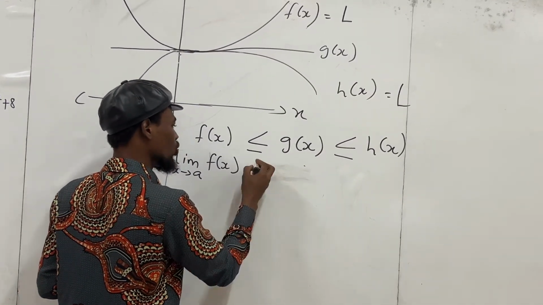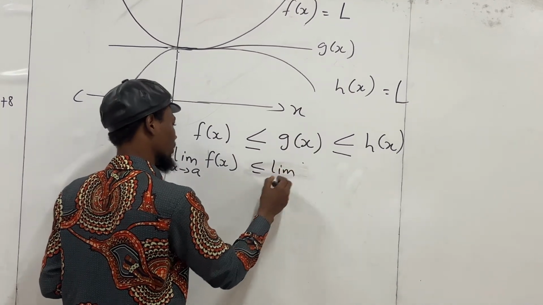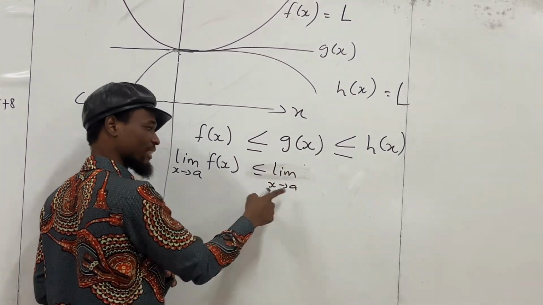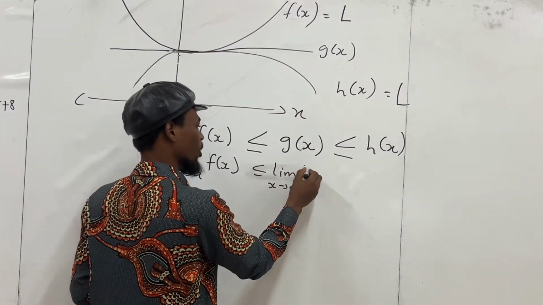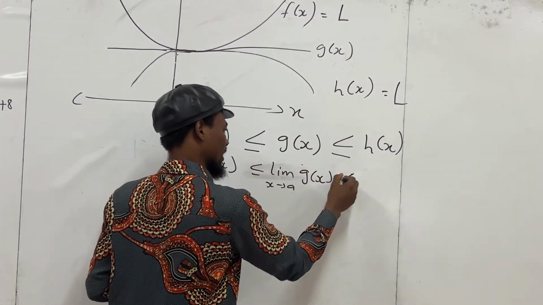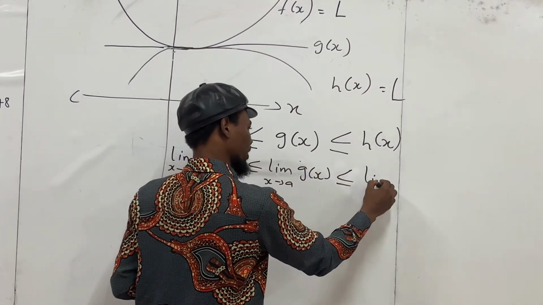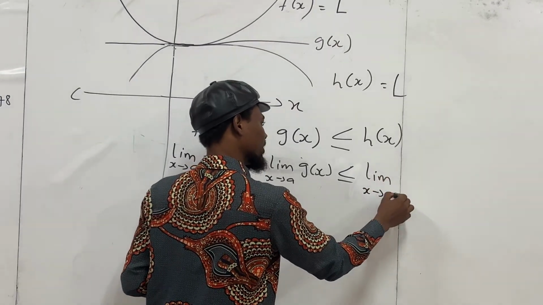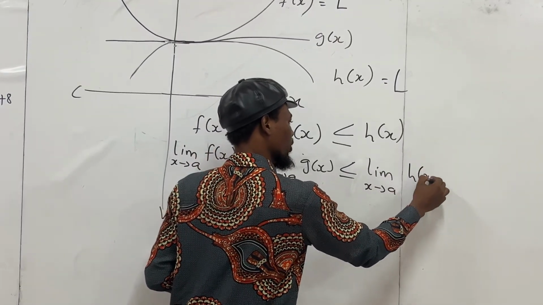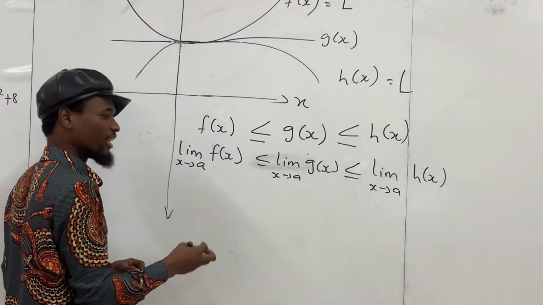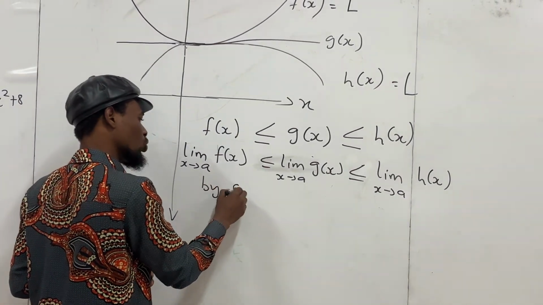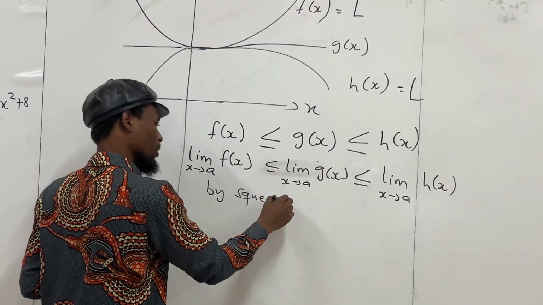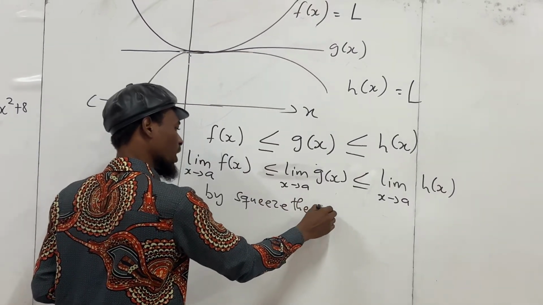So the limit as x approaches a of f of x is less than or equal to the limit as x approaches a of g of x, which is less than or equal to the limit as x approaches a of h of x. Now, by the squeeze theorem, what are we supposed to do?